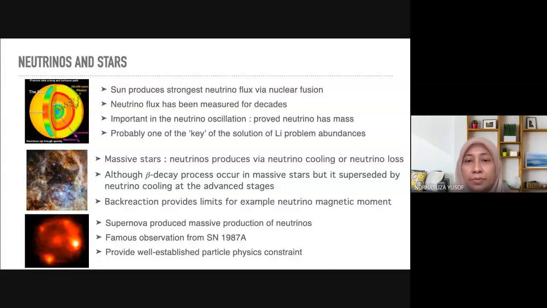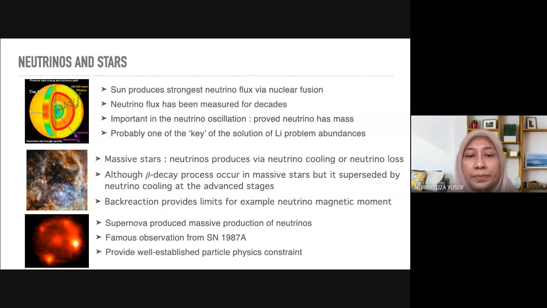When a lot of nuclear reactions are produced in the center of the star, neutrino cooling will supersede the nuclear reaction to make sure the star stays cool. Why? Because if the star is too hot, it will collapse or be destroyed faster. So neutrinos are important in keeping the massive star alive for a certain time. In massive stars, the nuclear process is what we call beta decay. Because the temperature and density of a massive star are larger than our sun's, neutrino cooling will supersede nuclear fusion at the advanced stages of the star. Later on, I will explain what the advanced stages in a massive star are.